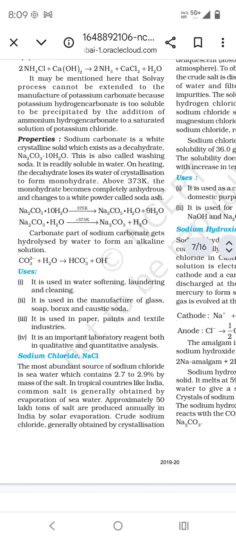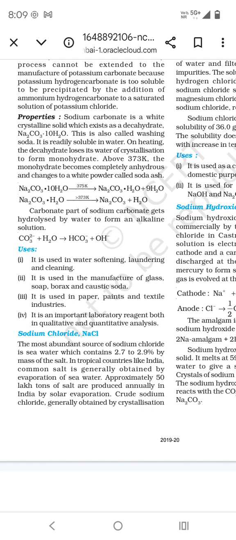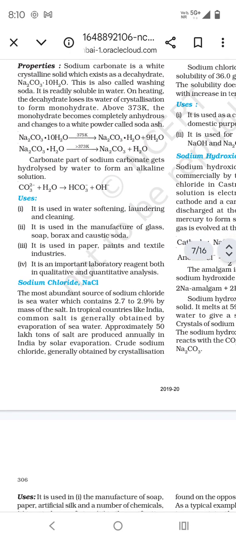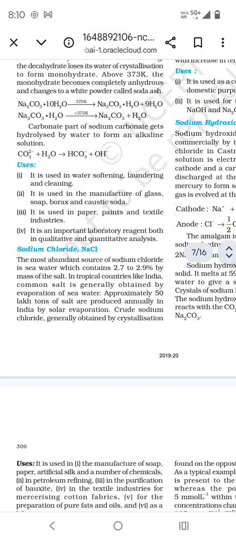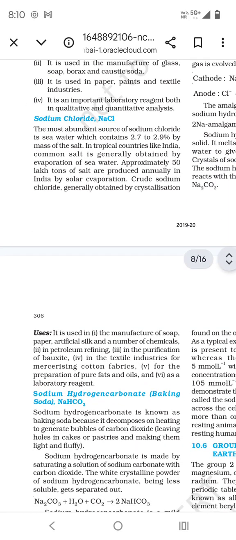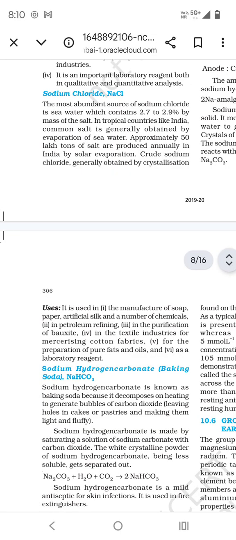Sodium chloride, NaCl. The most abundant source of sodium chloride is sea water, which contains 2.7 to 2.9 percent by mass of the salt. In tropical countries like India, common salt is generally obtained by the evaporation of sea water. Approximately 50 lakh tons of salt are produced annually in India by solar evaporation. Crude sodium chloride is generally obtained by crystallization.